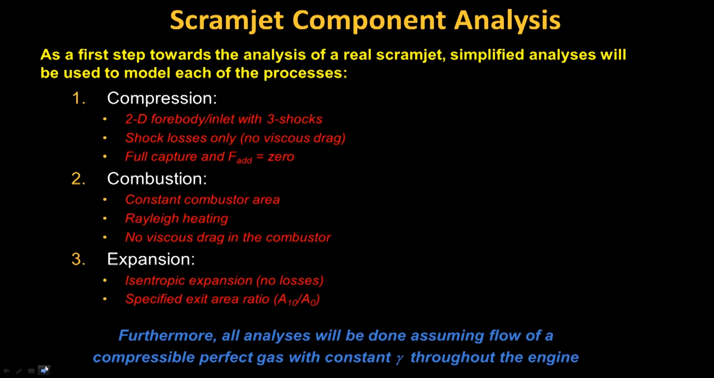Another important simplification that we will use is that all analyses will be performed assuming flow of a perfect gas at constant ratio of specific heats, or gamma. In a real scramjet, gamma varies between 1.4 for air at low temperature to as low as 1.2 for the hot combustion products. The analysis needed to correctly model these effects is beyond the scope of the course.